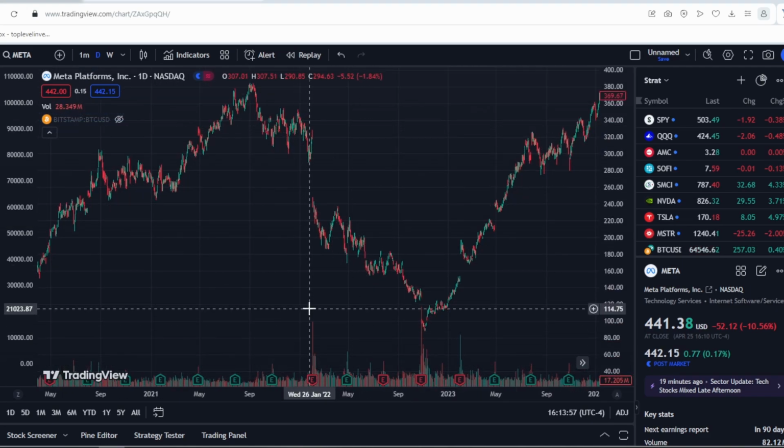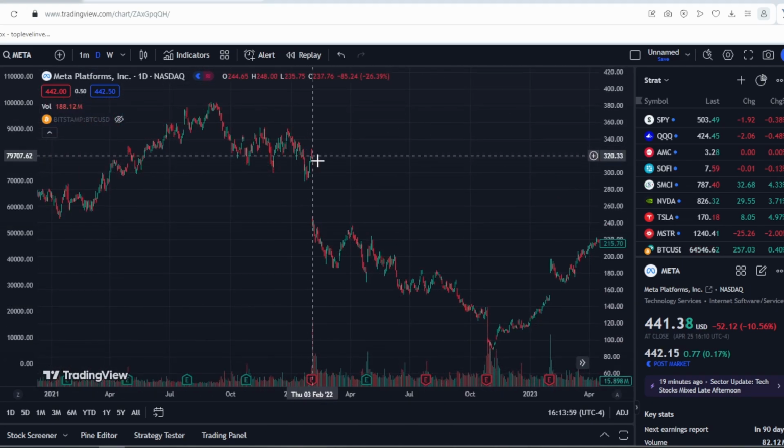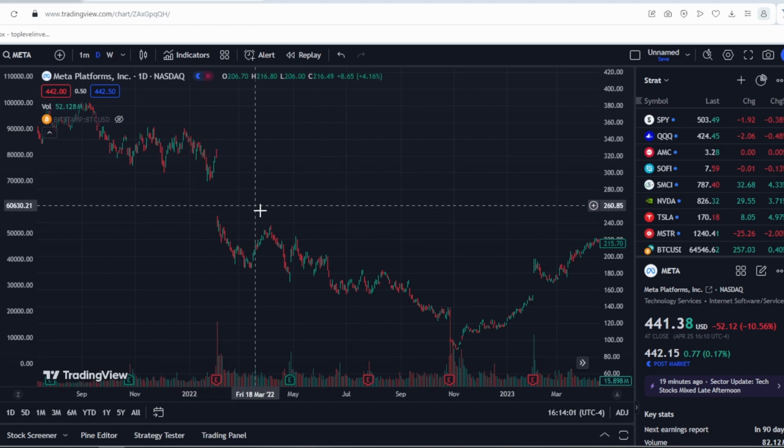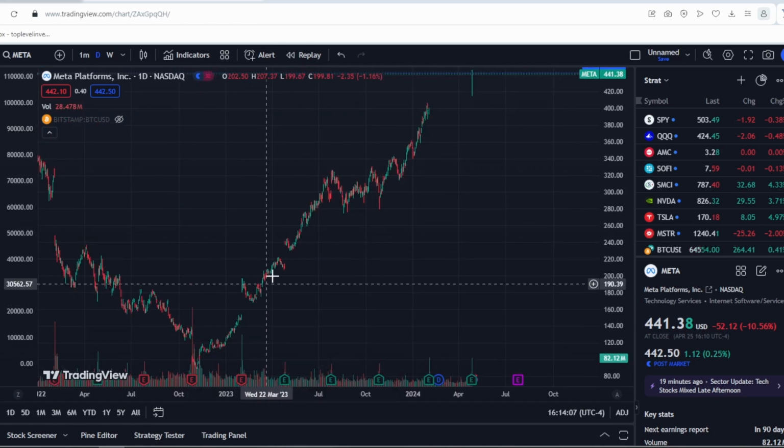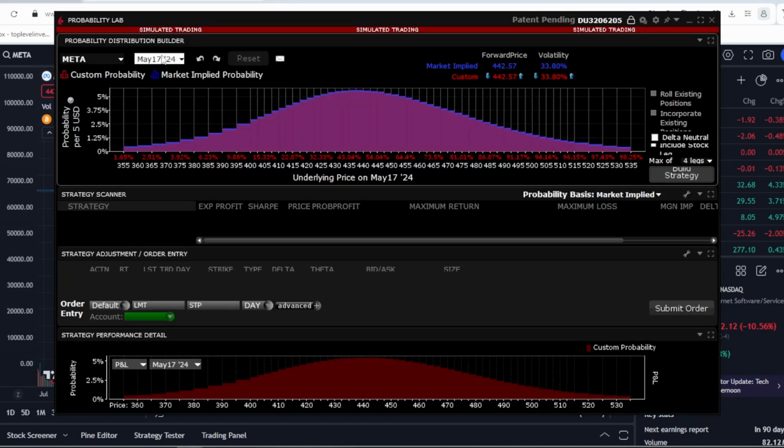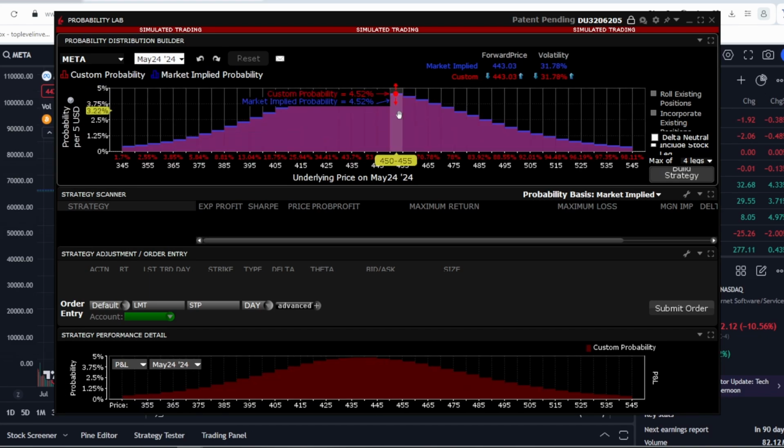We see a frenzy of sell-offs here, and the stock practically fell every day, lower and lower. And the same thing happened in 2023. The stock constantly rose up and up. Let's see what the market expects. As we can see, the market expects that with a higher probability, we will be at a level of $430 to $450. Here is the highest probability.